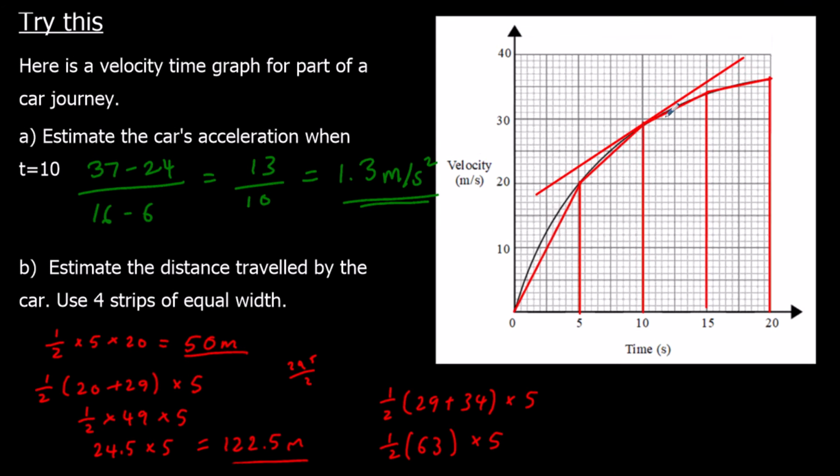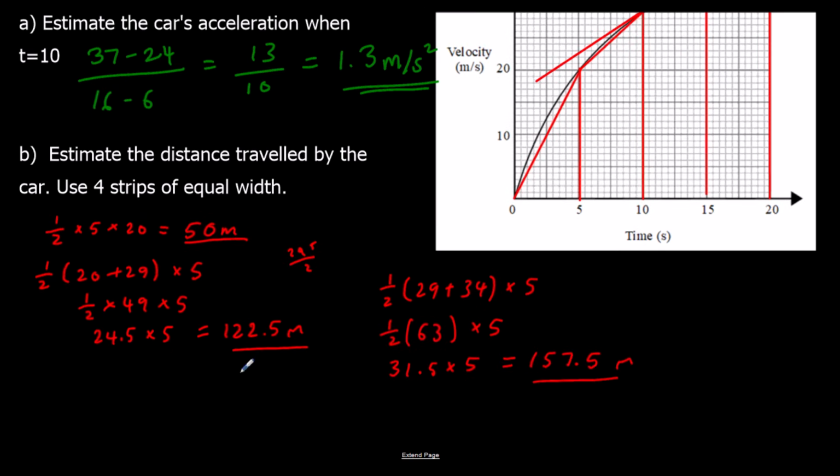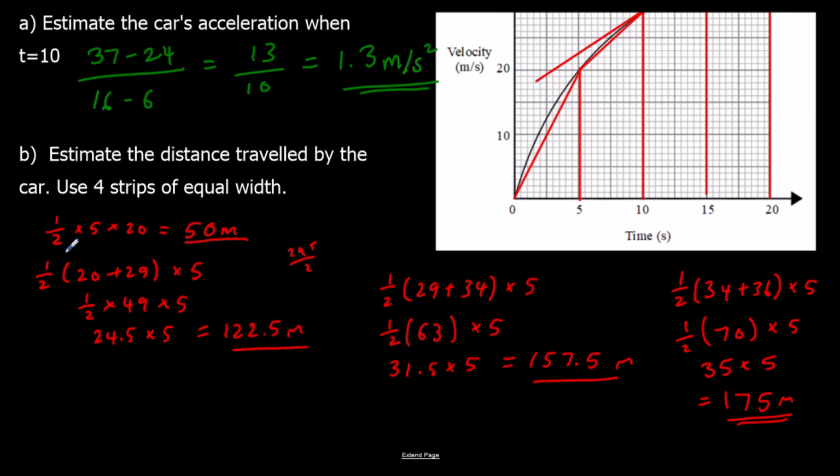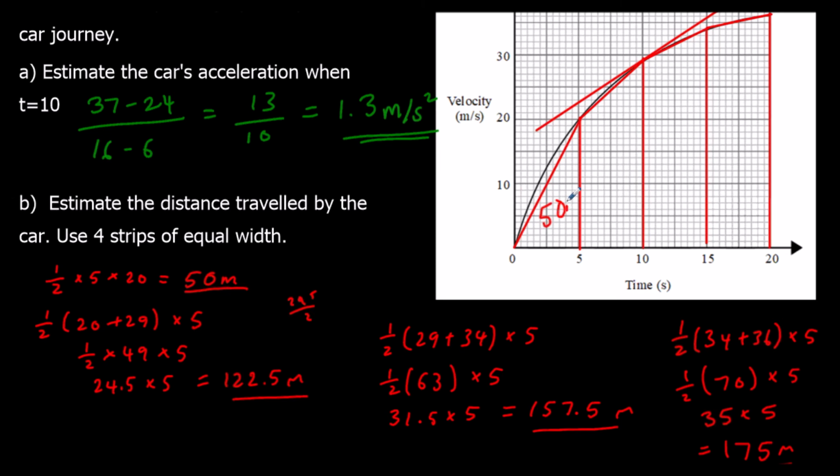And then we've got 29 and, no, we've done that one. So it's 34 and 36. So half of 34 plus 36 times 5. So 34 and 36 makes 70. So it's 35 times 5, which is 175. So we've got 50 meters, 122.5 meters, 157.5 meters, and 175 meters.